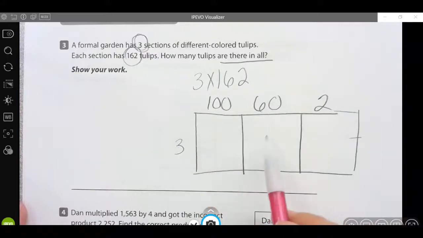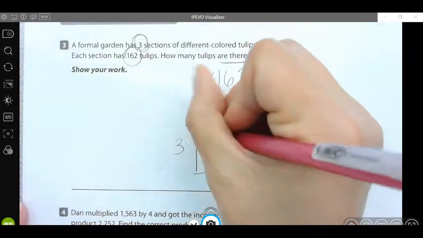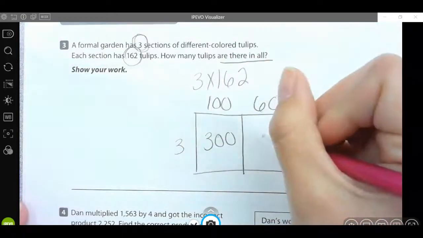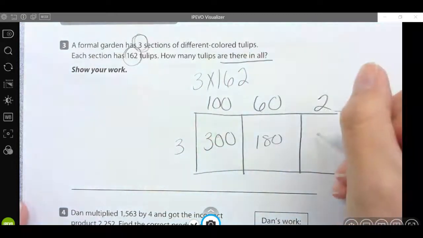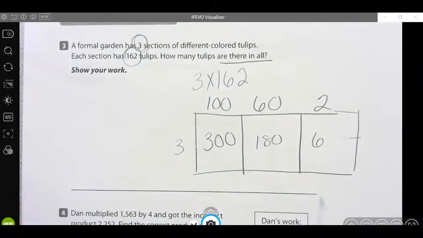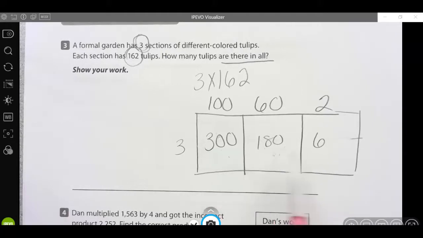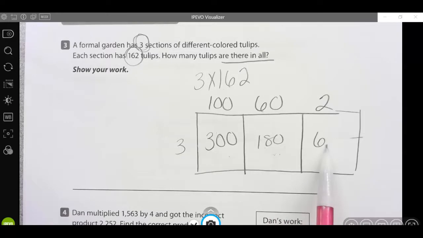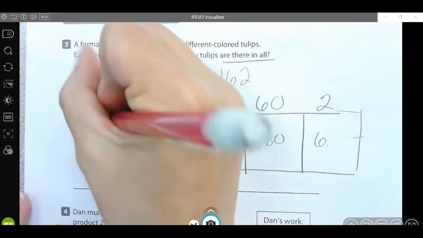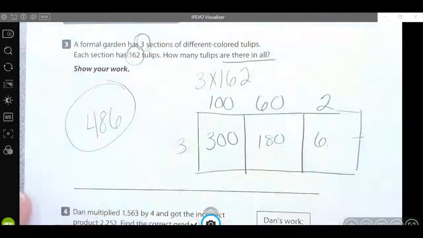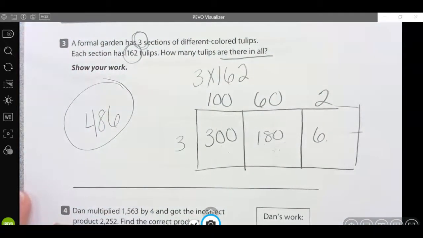Tell me what your partial products are for these 3 sections. What's this first part? 300. 100. Okay. And 6. Okay. Could I do this mental math? Yeah. 300 and 180 is 480. 480 and 6 more is, Colin? Good job, buddy. 486. Good. Yay. Awesome.